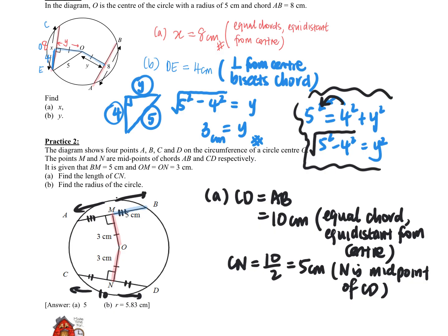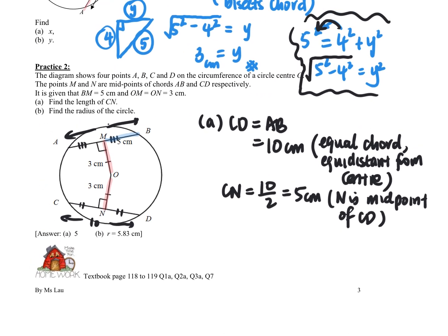Okay, so you cannot just straight away tell me, oh, CN is 5 cm, no reason, no steps, and then you expect to get 2 marks from there. So you have to tell me the reasoning.